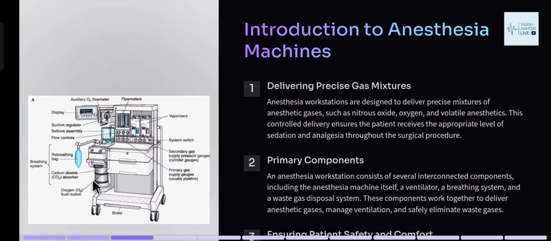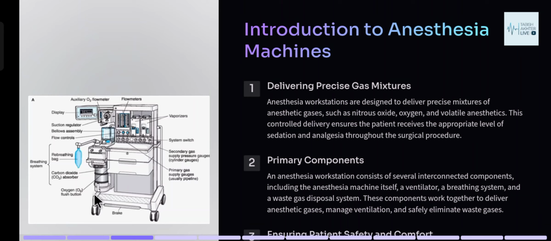11. Breathing system. The entire setup that connects the anesthesia machine to the patient, including the breathing circuit, valves, and filters, which facilitate the delivery and removal of gases. 12. Oxygen, O2, flush button. A button that delivers a high flow of 100% oxygen directly into the breathing system, bypassing the vaporizers. This is used to rapidly increase the oxygen concentration in emergencies.